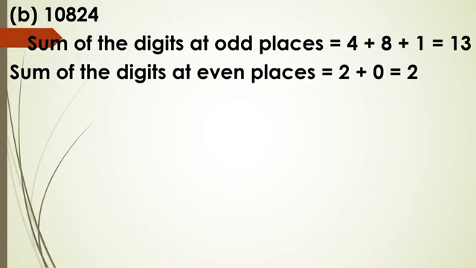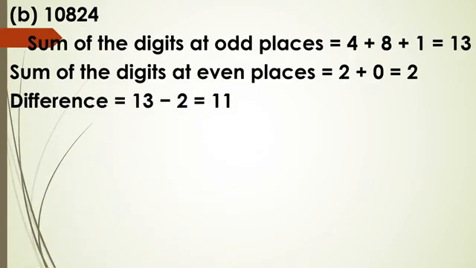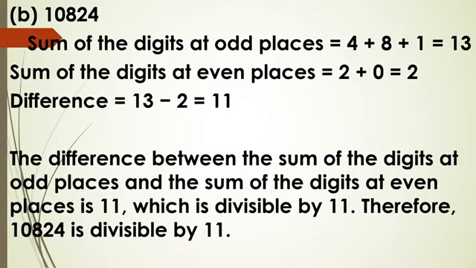See one more part. 10,824. Sum of the digits at odd places, 4 plus 8 plus 1. Sum of the digits at even places, 2 plus 0. Their difference is 13 minus 2, that is 11. The difference between the sum of the digits at odd place and even place is 11. So it is divisible by 11. Okay.